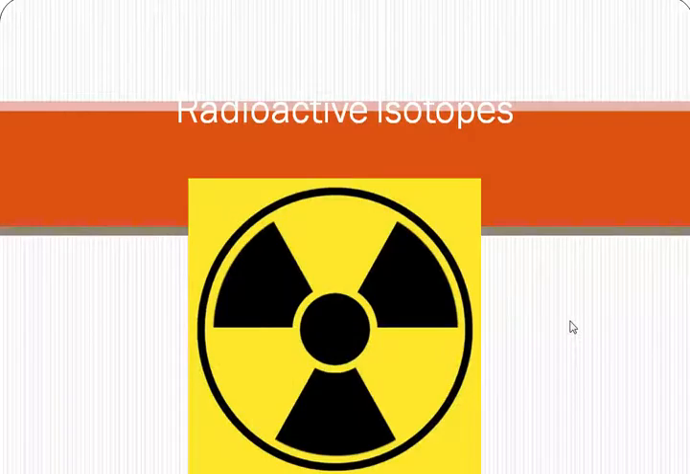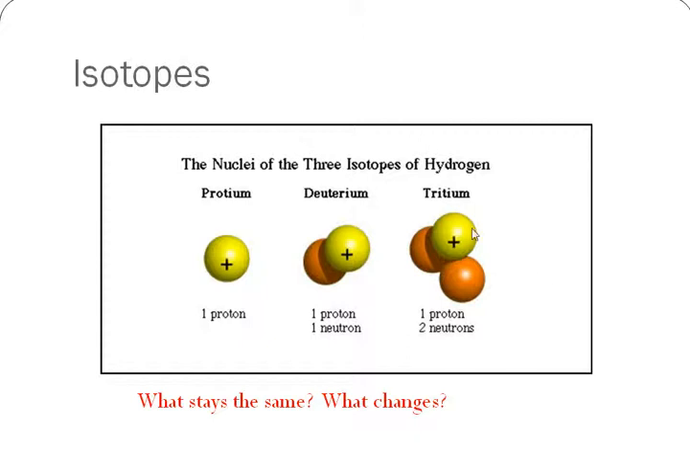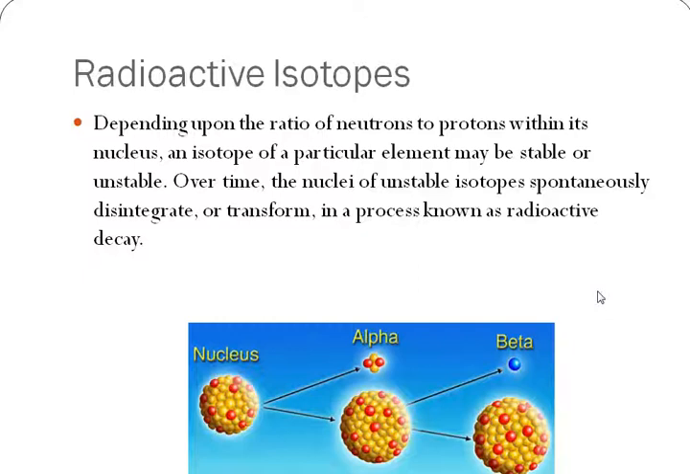Let's talk briefly, since I see I have a couple minutes left, about radioactive isotopes. Isotopes are atoms with the same number of protons but different numbers of neutrons. These are the 3 isotopes of hydrogen: 1 proton, but different numbers of neutrons. We know that they decay at a certain rate.